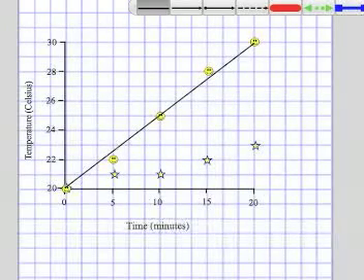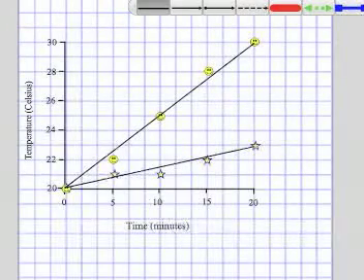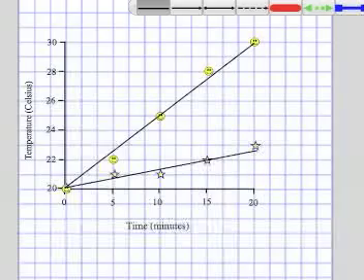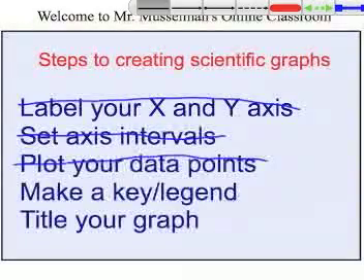We can create another best fit line for our water samples as well. As you can see here, the slope of this line is a little more gentle than the slope of the water line, or excuse me, the sand line. And that's because the temperature changed at a much slower rate than the sand did. Here, once again, we're going to try to fit the line closest to all those points. Now that we have our best fit lines placed in, we're going to wrap up creating the scientific graph.